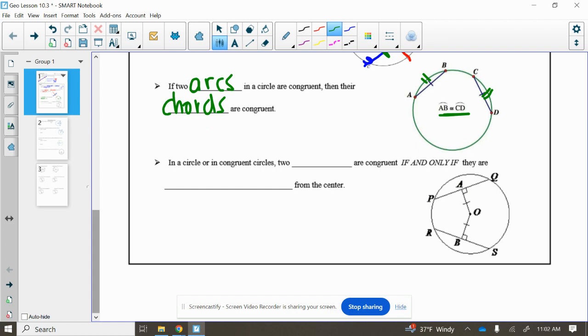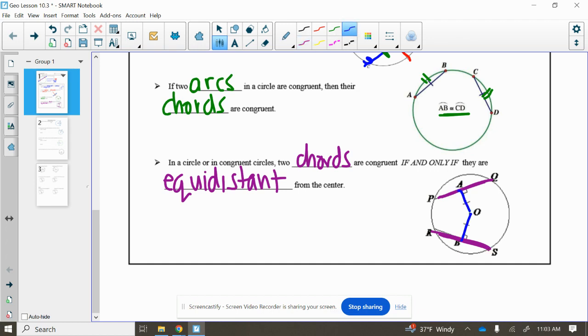And then in our last one, in a circle or congruent circles, two chords are congruent if and only if they are equidistant, so the same distance from the center. So PQ is going to be congruent to RS because we're noticing here that AO and OB are congruent, aka the same distance. And that's going to go the other way as well. If I know that PQ and RS are congruent, I know that OB and OA are congruent because they're the same distance then from the center of the circle.